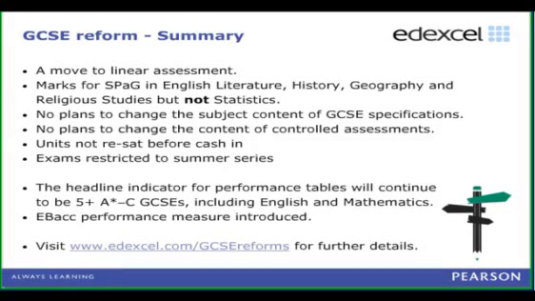Units have disappeared as a concept, so they can't be resat before the cash-in. Everything's done at once, and examinations will be restricted to the summer series, so ideas that we may have had of a November series for statistics have gone. The headline indicator for performance tables continues to be 5 A* to C GCSE, including English and Maths, and the back measure has been introduced.